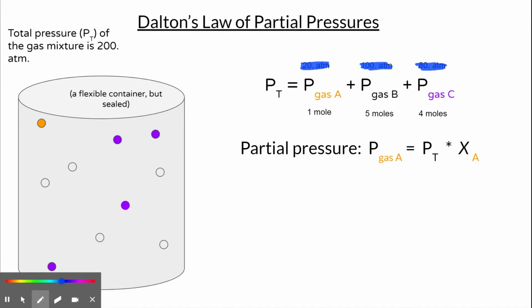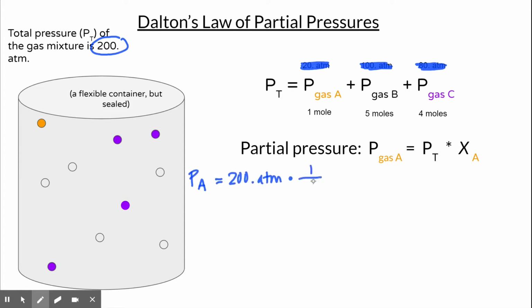So let's say we know in another problem that the total pressure is 200 atm, but we don't know the partial pressures of each individual gas. We can use the mole fraction. So the partial pressure of gas A is the total pressure multiplied by the mole fraction of gas A. Therefore, partial pressure of gas A is equal to 200 atm multiplied by the mole fraction of gas A, which we previously solved as 1 over 10.